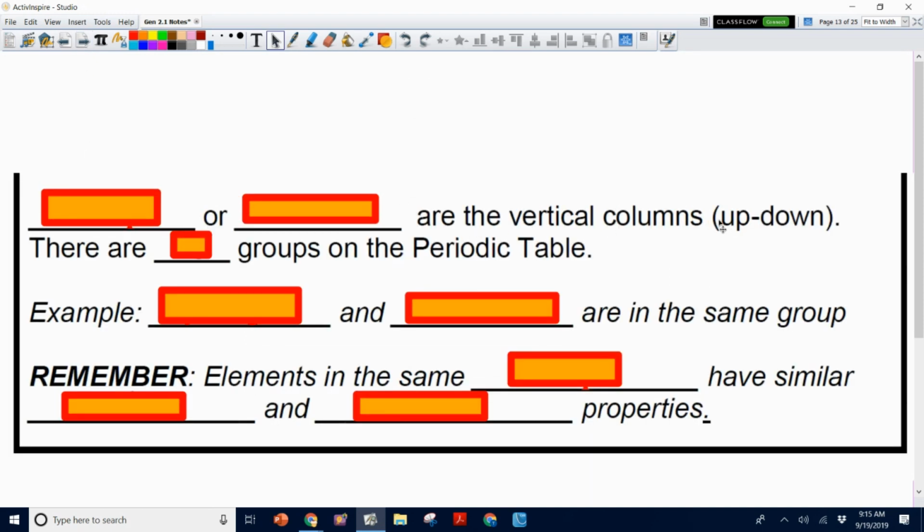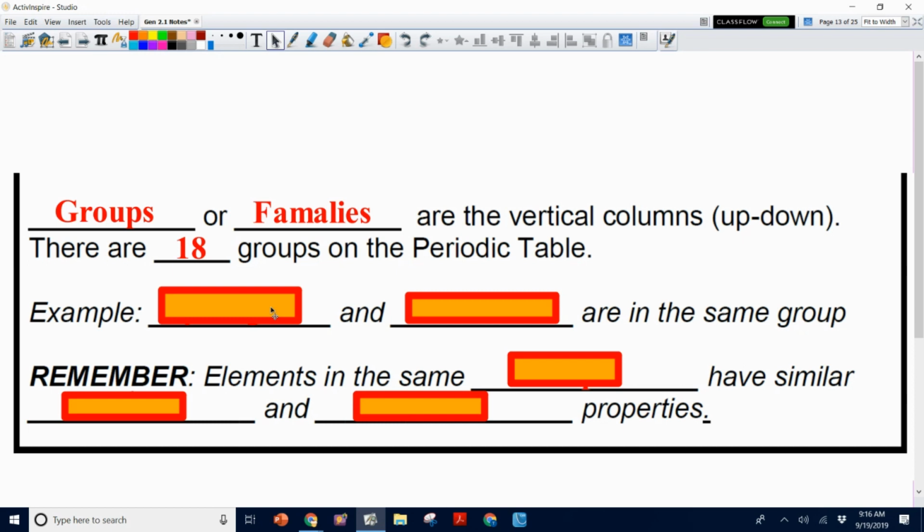All right, so vertical columns are the up and down columns on the periodic table. These are called groups or families. Now, the old name of them are families. So the modern word that we use to describe these are groups. Now, you may hear some people who have been in the chemistry field for a while call them families, but the new term that I use and that you should start using are groups. And these are the vertical columns up and down. Okay, and there are 18 groups on the periodic table.